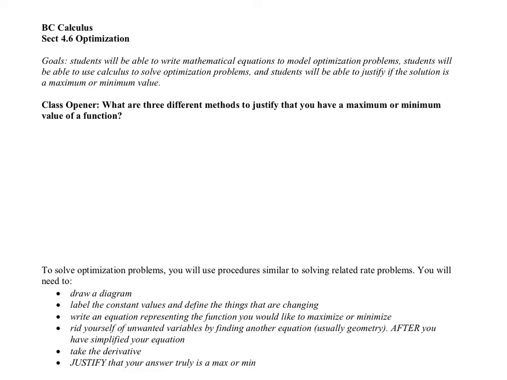Keep in mind that optimization is just a fancy way of saying that we're going to minimize or maximize a situation. So as an opener, let's review how we've done this in the past.